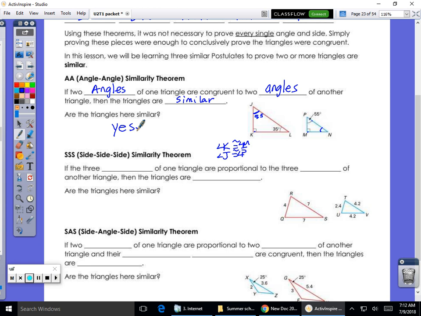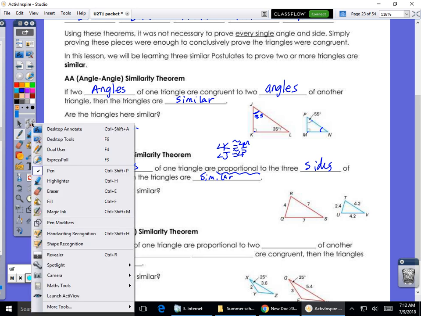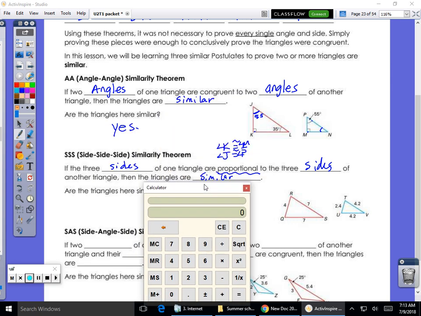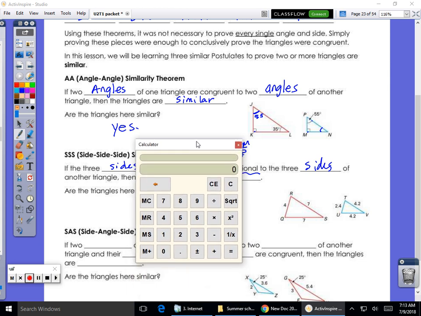All right. If the 3 sides of one triangle are proportional, very important word, if the 3 sides are proportional to the 3 sides of another triangle, then the triangles are similar. It just means that one was dilated, larger or smaller. So how are we going to check that? We want to check ratios. I'm going to get out a little calculator because some of these are going to be fun. Okay, so we are going to check that they are similar. We want to make sure that it's the corresponding sides that we're checking.